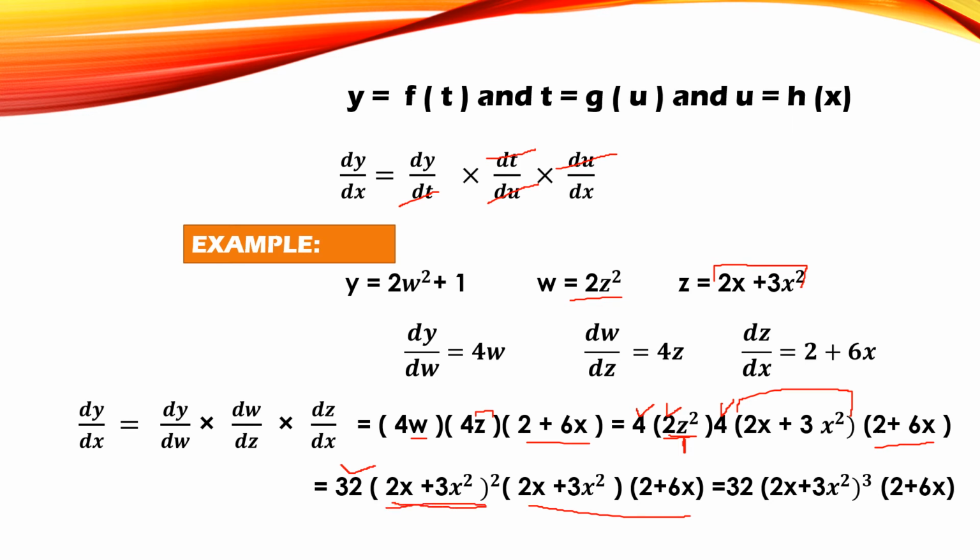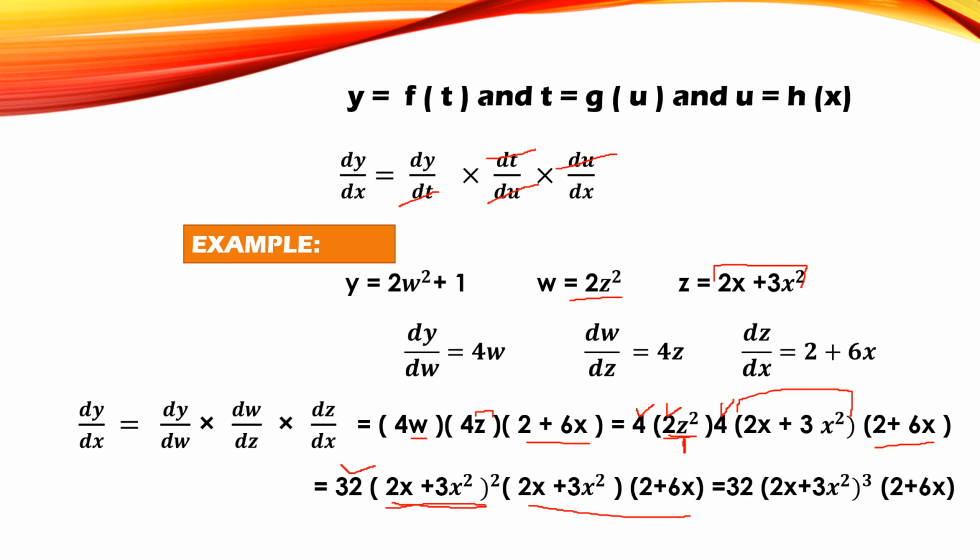So I substituted the value of w, I substituted the value of z so that my answer comes out in terms of x. Now if you solve it further, your answer is 32 times 2x plus 3x square whole cube multiplied by 2 plus 6x. So this is a very simple way to understand. I hope you are getting my point, what I am trying to say. When you are given three functions, you calculate their derivatives separately, put in the values and you will get dy by dx.